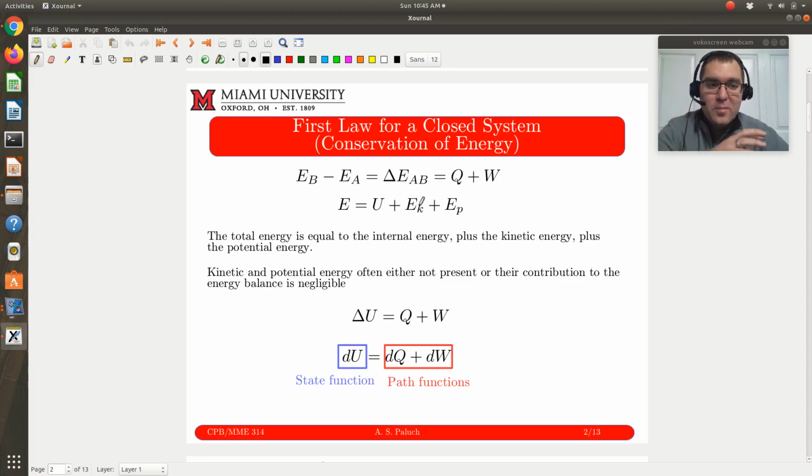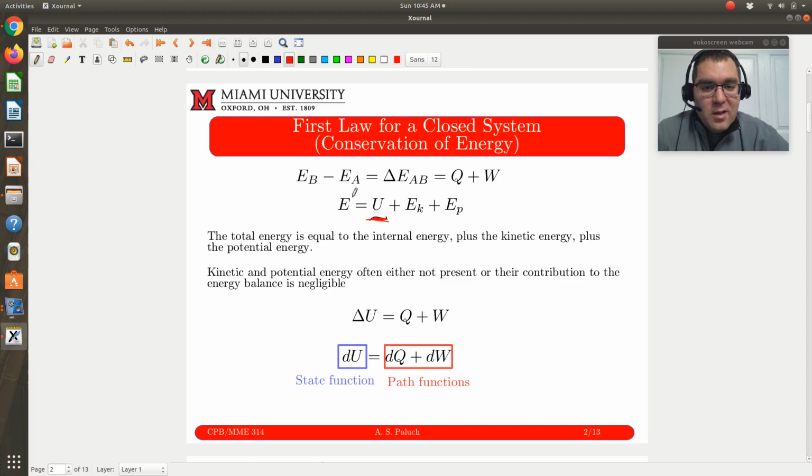So is my piston moving? Does it contain kinetic energy? Is it up on some rocket ship? Is it at a high altitude at some potential energy? Even for situations of that nature, typically the kinetic energy and potential energy are negligible compared to our internal energy. And so typically we'll just focus on our internal energy. So typically it's just internal energy that we're worried about when we think about energy.